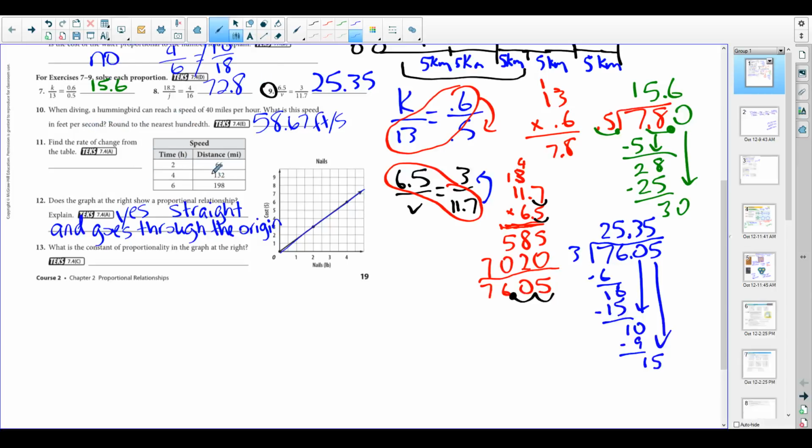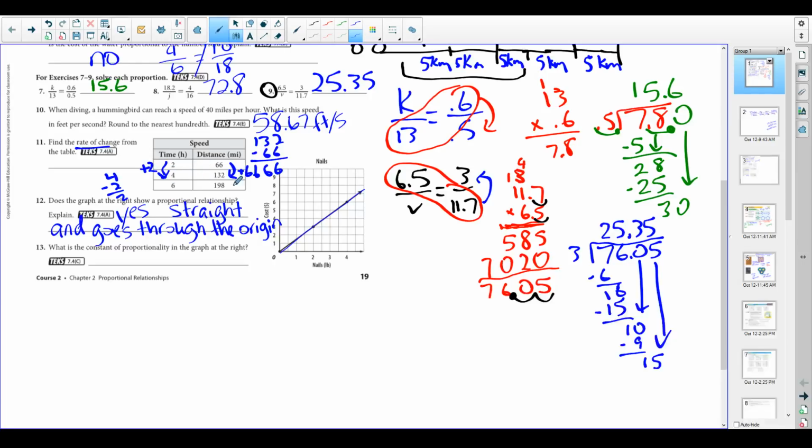So number 11, a little bit easier. Find the rate of change from the table. So rate of change, what's it going up by? So our miles, 132 minus 66 is 66. That's nice. 4 minus 2 is 2.